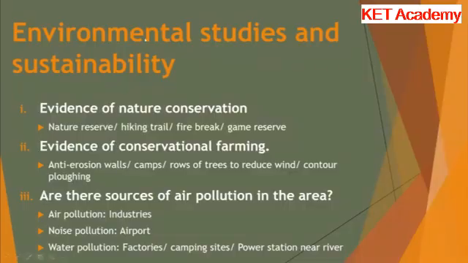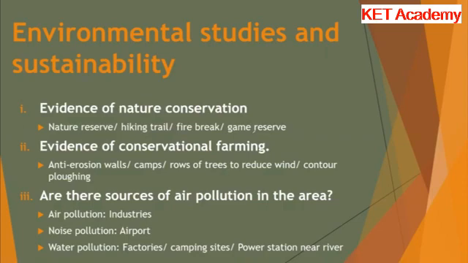Looking at our environmental studies and our sustainability. So how do we know that there is evidence of nature conservation? So nature conservation is generally where they're trying to look after the landscape. They're trying to keep it as pristine and natural as possible. So here we need to look for nature reserves. Okay, hiking trails, there's normally many hiking trails inside a nature reserve compared to inside the city center. Fire breaks to protect your vegetation from runaway fires, and then game reserves to show where the natural animals would be.